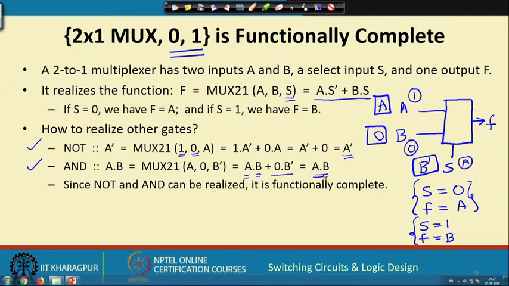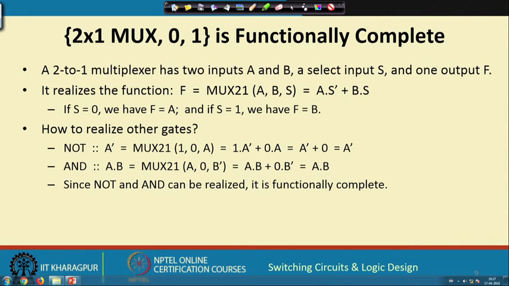I have implemented AND. So, I can implement a NOT and an AND, and you have already seen earlier that NOT and AND are functionally complete. Therefore, this 2 to 1 multiplexer is also functionally complete, provided you have the constants 0 and 1 available with us, right? Okay.